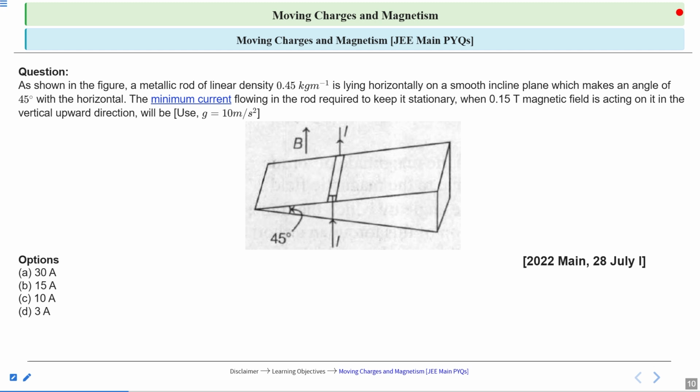So this is the rod. It is placed on an inclined plane. This plane is inclined to the horizontal base at 45 degrees. The magnetic field is vertical to the horizontal base. We have to find the minimum current flowing through that rod so that it will remain stationary. The options are 30 ampere, 15 ampere, 10 ampere, or 3 ampere. I will give you some time to think about it.